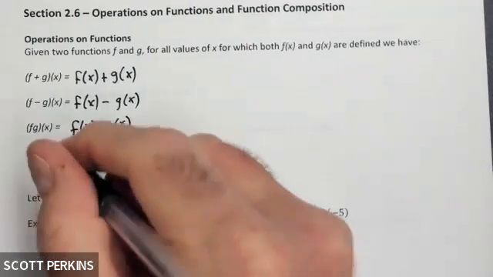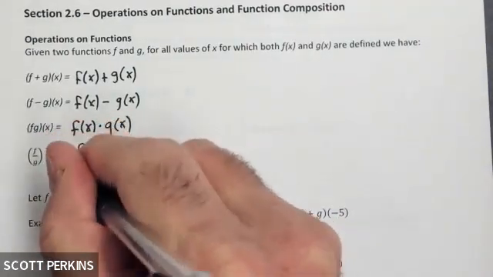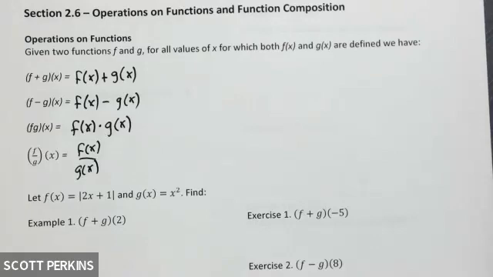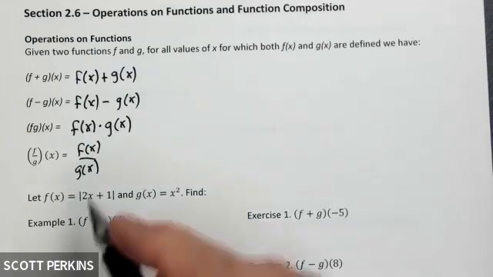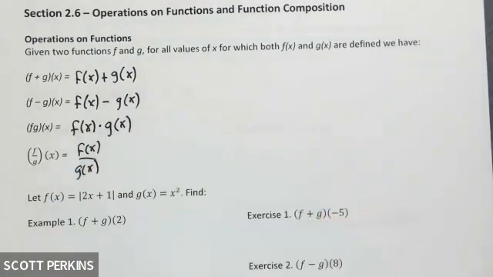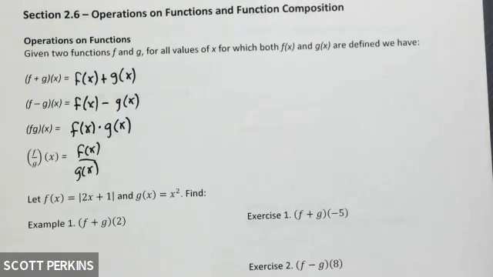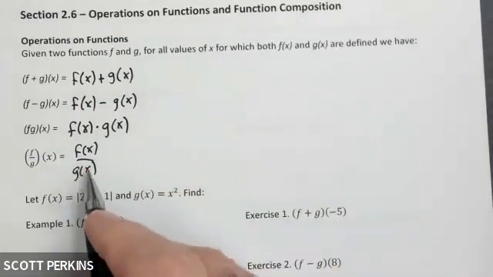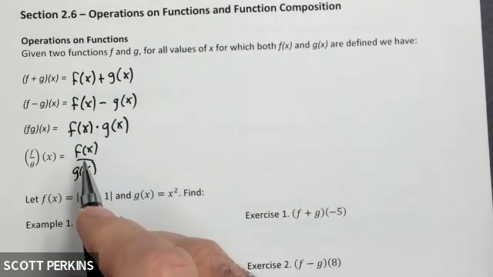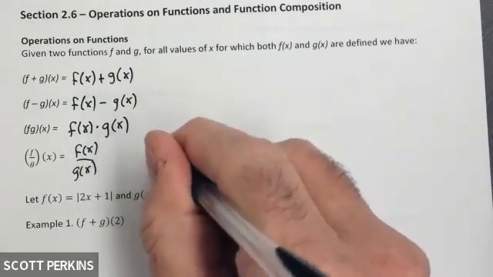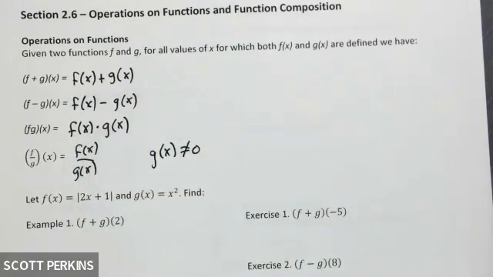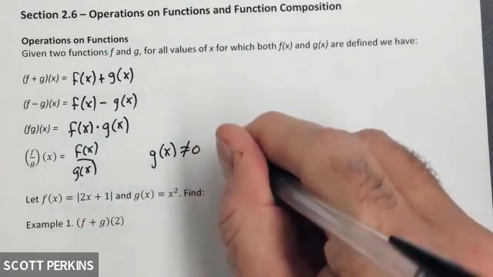The last one's the quotient. So I've got f of x in the numerator, g of x in the denominator. Now the quotient we do have to be a little careful on, because we know, and we will talk about this more when we talk about rational functions in the 4th unit, that the denominator of a fraction cannot be 0. If you try to divide by 0 on your calculator, it's not going to work very well. So this one is the only one of the 4 that affects the domain. You have to remember that g of x cannot be equal to 0. That'll be a domain restriction.